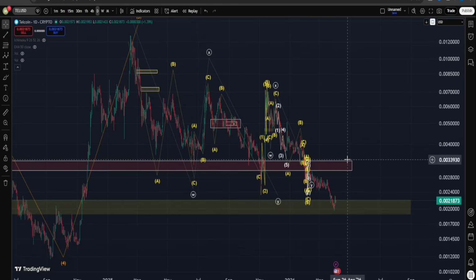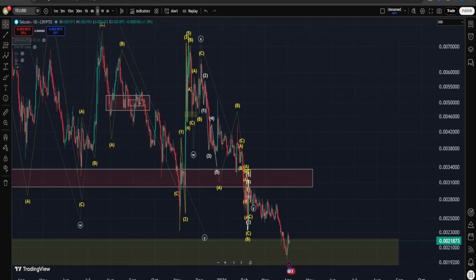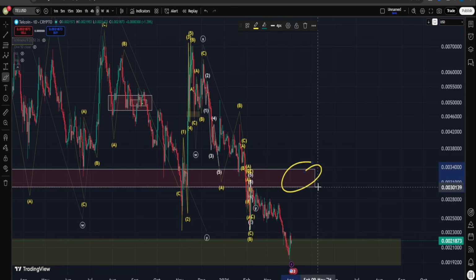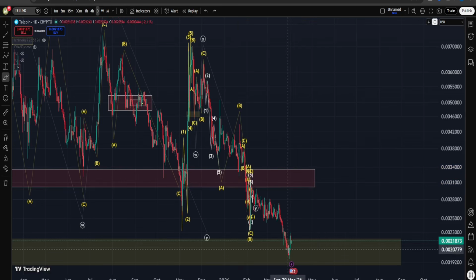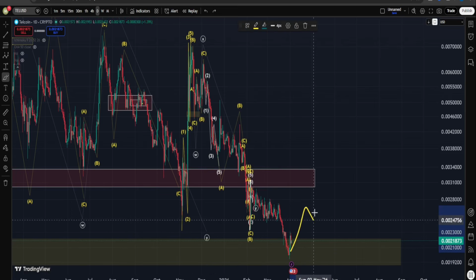So above us in TELCOIN, we do have this very key resistance between, let's say, 0.3 to about 0.34 of a cent. And if you want to be bullish with more confidence, I would like to suggest don't really pay attention to the short-term price action. Just have your eyes on this important level and see, are we going to successfully go up and reclaim it?